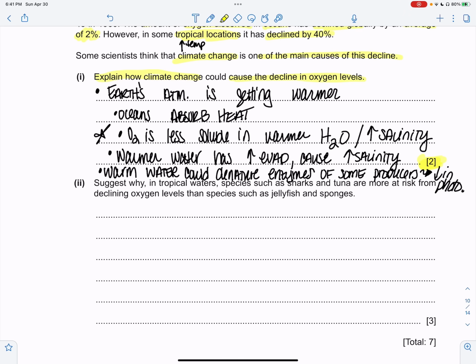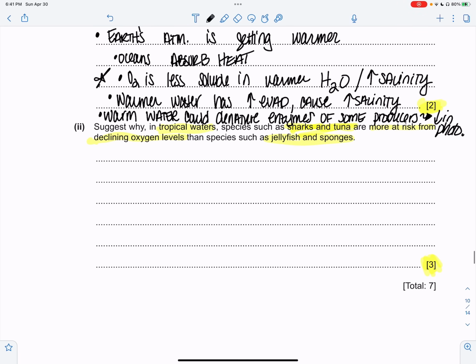Suggest why in tropical waters, which are warm, species like sharks and tuna, and hearing sharks and tuna, you should be thinking very active animals. They constantly swim, they're big, they're very active. So they require a lot of oxygen so they can do respiration. Why are sharks and tuna more at risk from declining oxygen levels than species like jellyfish and sponges? Those are not as active organisms. They don't require as much oxygen for respiration.